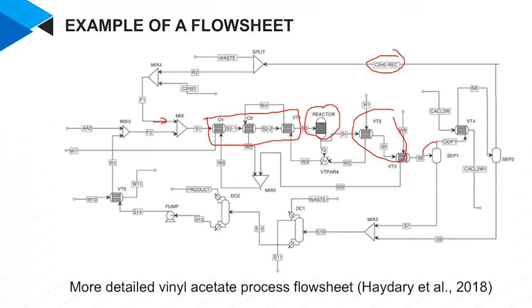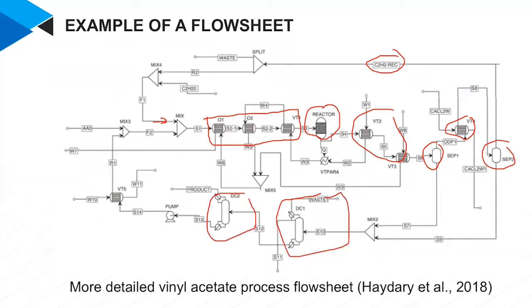And then we have the separator. And maybe because one separator is not enough to produce the required separation, we have 2 separators. And this separator perhaps needs a lower temperature. So we have a cooling between the separators. And then we have the 2 distillation columns to produce the required product.